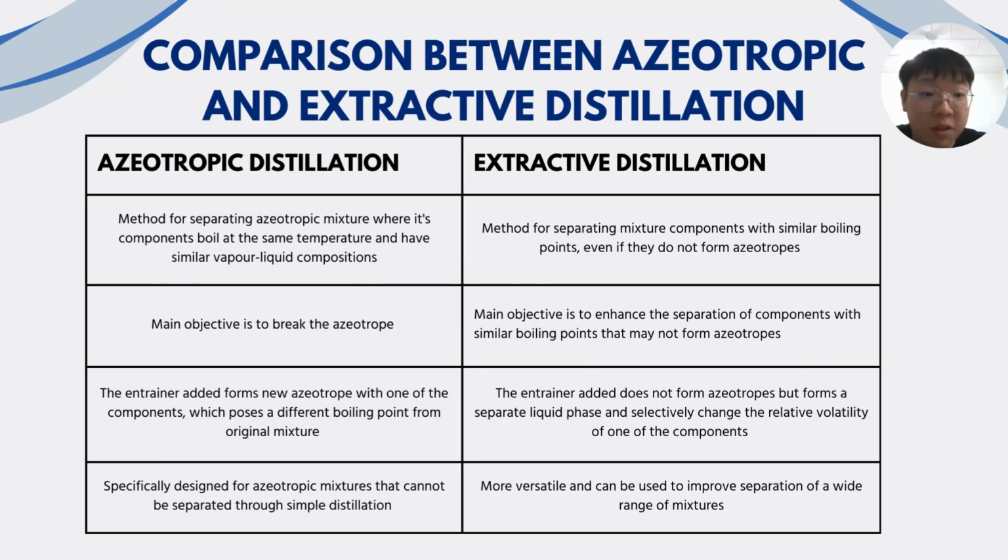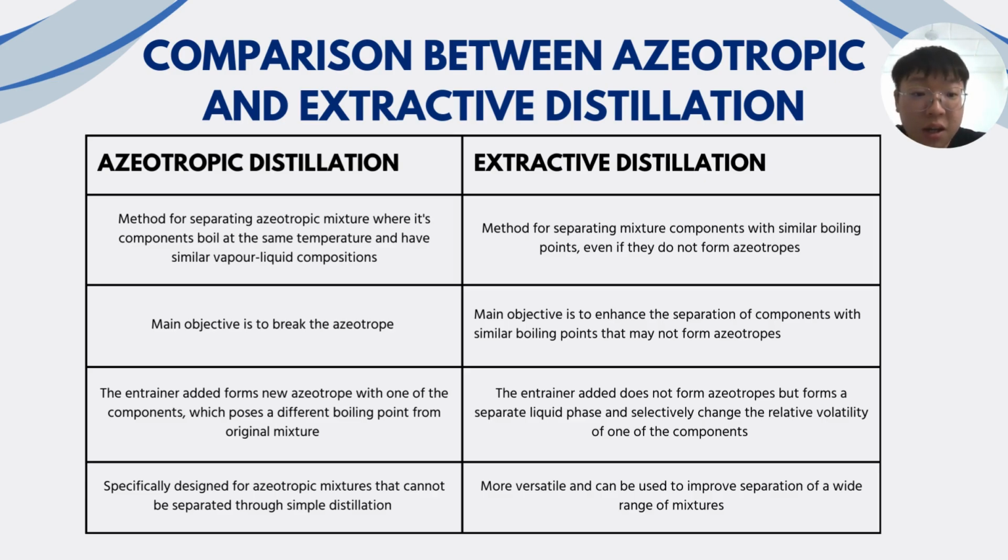Now I'll briefly explain the differences between azeotropic and extractive distillation. Azeotropic distillation is used to separate azeotropic mixtures where components have the same boiling point and similar vapor-liquid compositions. The main goal is to break the azeotropes by adding entrainers that form a new azeotrope with a distinct boiling point. This method is specifically designed for mixtures that can't be separated by simple distillation.